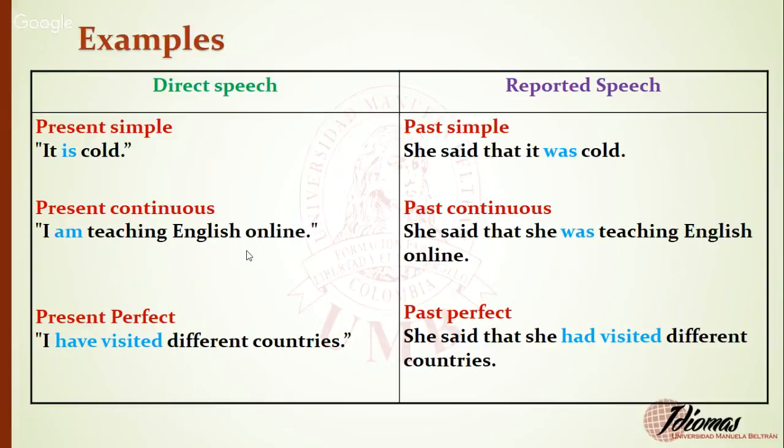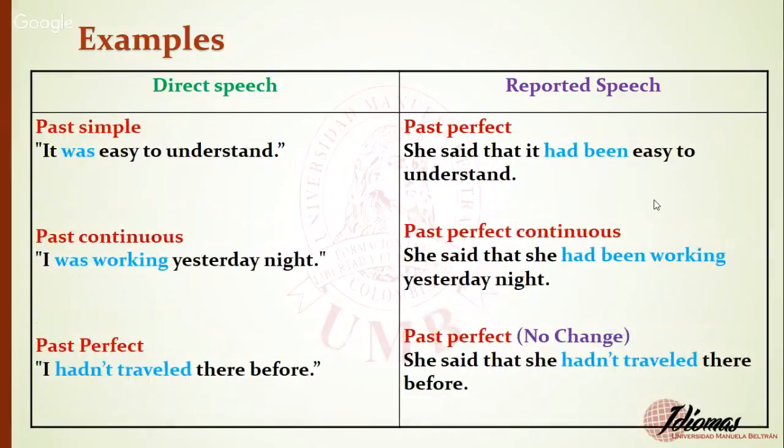I had visited different countries. She said that she had visited different countries. You can see right here those are the main verbs in direct speech, different ones in reported speech. Let's continue. Past simple, past perfect. When we have past continuous, we're going to transfer those sentences into past perfect continuous. And when we have a sentence in past perfect, we keep past perfect. Okay? So is there any change? No, not at all. We are just going to keep it the same way.